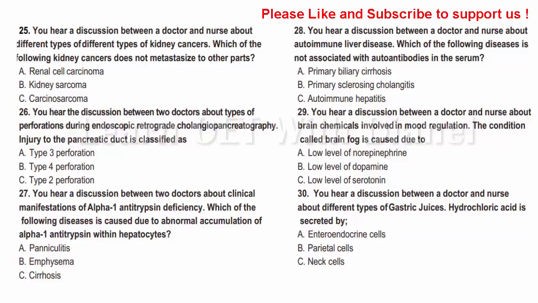Intrinsic factor is secreted by the parietal cells and is necessary to absorb vitamin B12. This is essential for healthy nervous system function and blood cell production. Finally, the gastric juices contain water and mucus. The mucus is secreted by the neck cells and helps coat and protect the stomach lining from the acid environment.